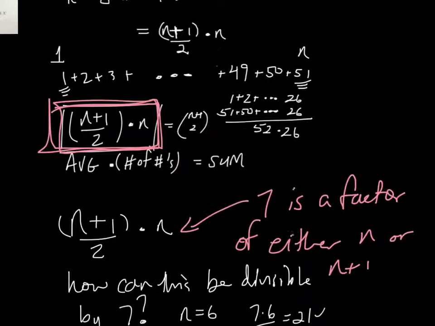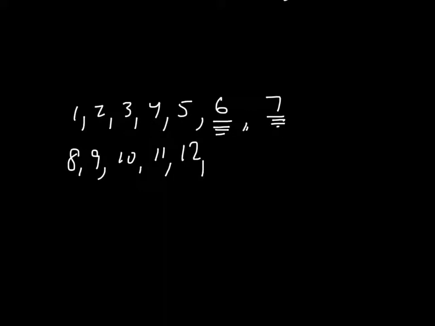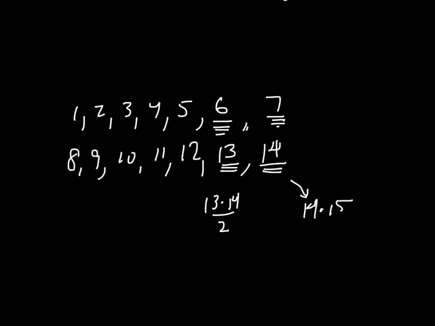So if I go through my list of all the n's in the world, 1, 2, 3, 4, 5, 6, 7. Here 7 is a factor of n plus 1, and here 7 is a factor of n. Then 8, 9, 10, 11, 12, 13, where 7 is a factor of n plus 1, and 14, where 7 is a factor of n. So here we would have 13 times 14 over 2, and here we would have 14 times 15 over 2. Divisible by 7.